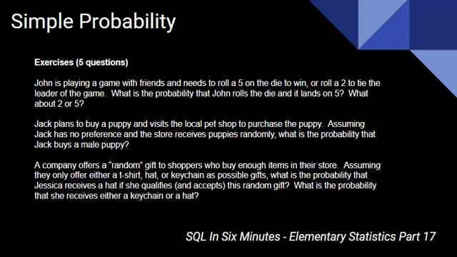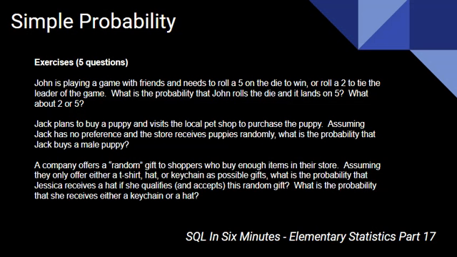All right, exercise 3 here, we have Jack plans to buy a puppy and visits the local pet shop to purchase the puppy. Assuming that Jack has no preference and the store receives puppies randomly, what is the probability that Jack buys a male puppy? So there's a total of 2 possibilities here when it comes to dogs. He can buy male or female puppies, so there's 1 out of 2. So there's a 50% probability that he ends up with a male puppy, since he doesn't have a preference and the store is receiving puppies randomly.